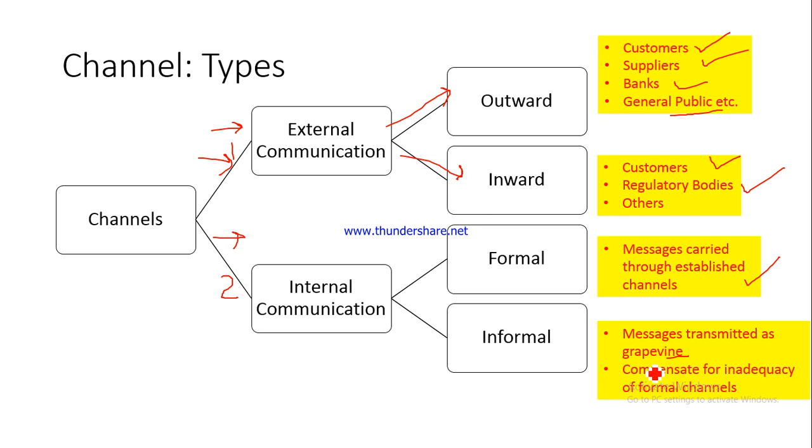For example, I gave you this example earlier also. If a teacher is not well, he does not inform you using some formal channels, but you still get to know about this. Why? Because maybe you are having some informal interaction with your other faculty members, so you get to know as to what has happened. So this is an example of grapevine.